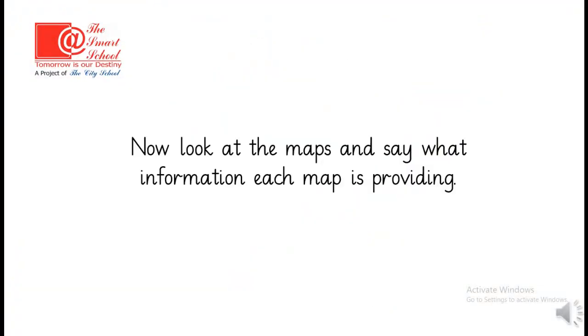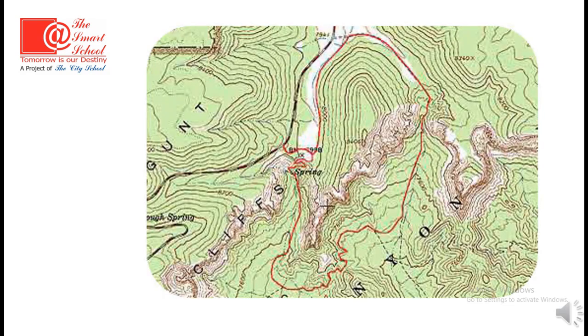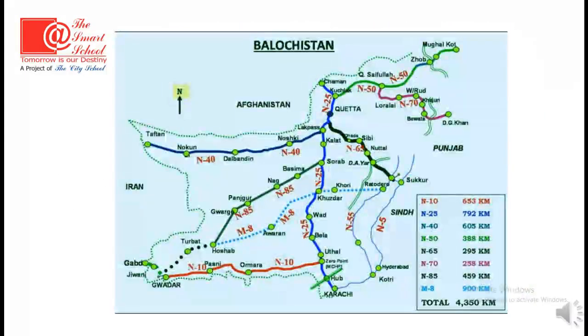Now look at the maps and say what information each map is providing. What can you see on this map? Yes, it shows different weather symbols and the temperature. So, the map shows the weather conditions and it's a weather map. Now, let's see the second map. What does it show? Yes, it shows the contour lines. So, it means that it is showing us the different land forms. Now, let's see the next map.